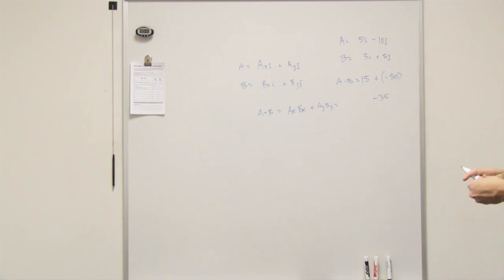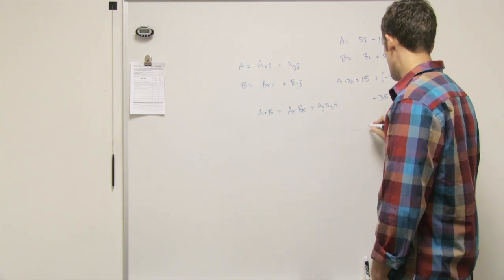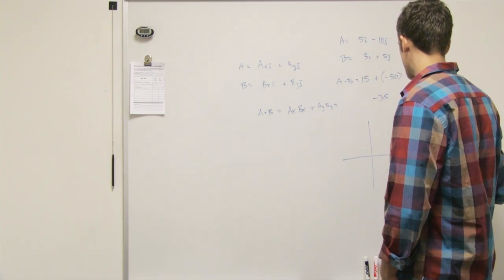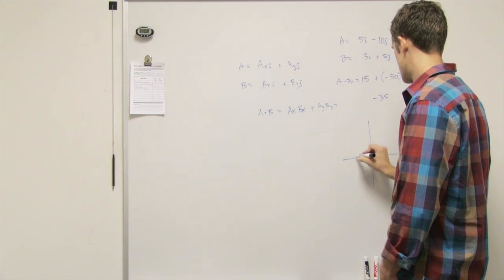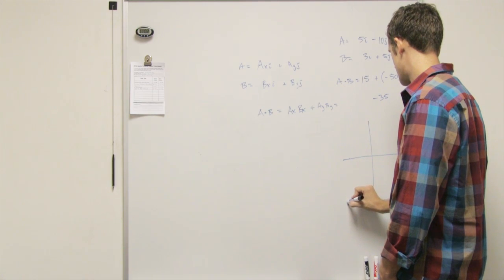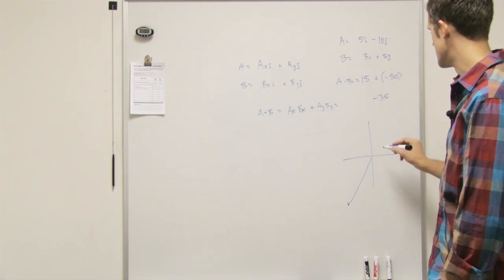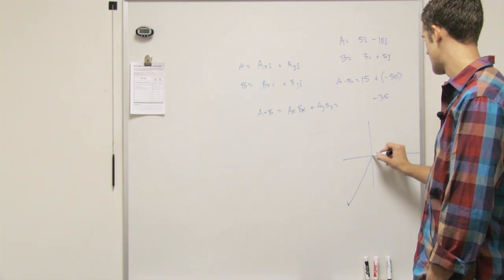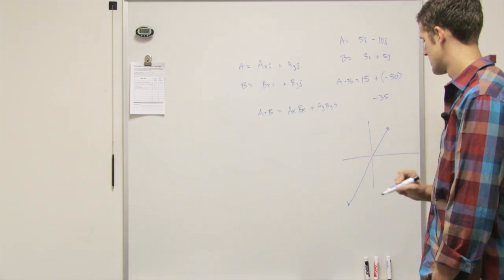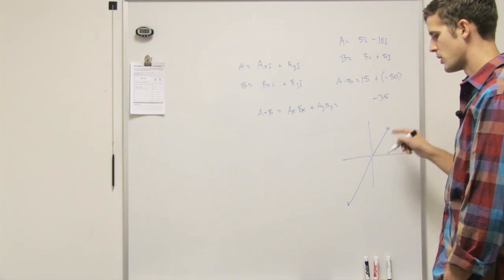And that makes sense when you look at it, because A, graphically speaking, was 5 here and then negative 10, so it'd be like this. And B is 3 here and 5. So they're opposing one another.